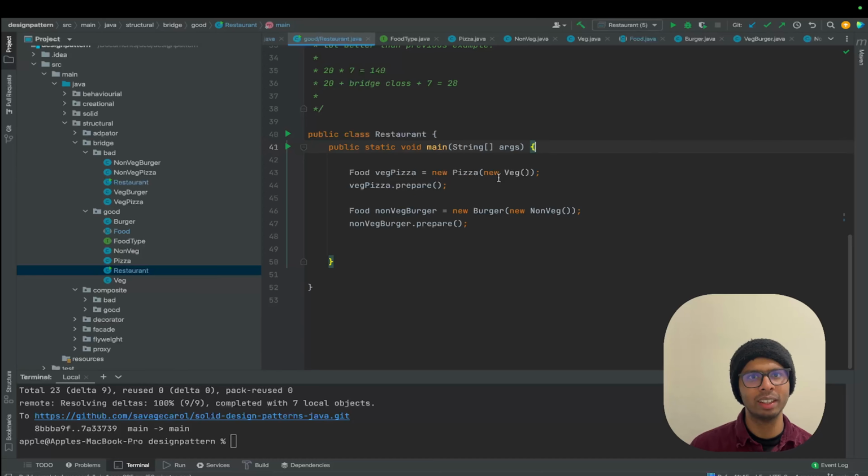Think of it like this: we converted multiplication into addition. Like 6 cross 6 is going to give you 36, but 6 plus 6 is going to give you 12. That is the difference that our bridge design pattern is going to create.